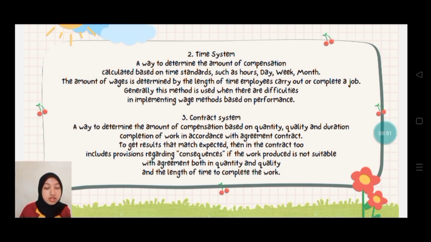3. Contract system. A way to determine the amount of compensation based on quality and duration of completion of work in accordance with the contract agreement. To get the expected results, the contract must include provisions regarding consequences if the work produced is not in accordance with the agreement, both in quantity and quality and the length of time to complete the work.